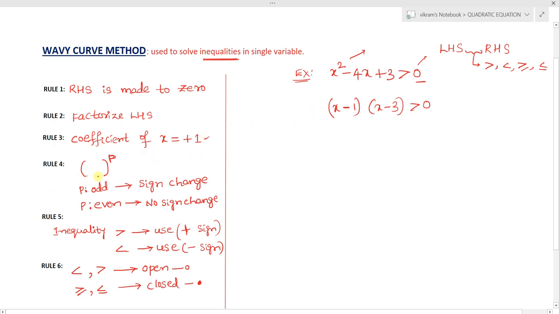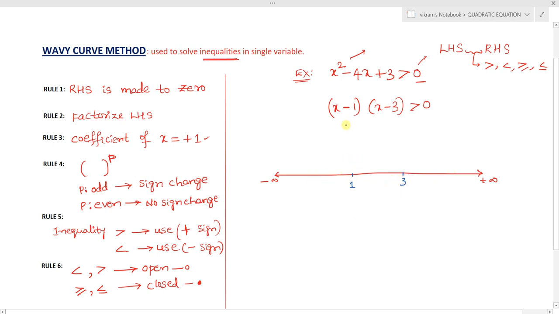Okay, now what is the fourth rule? To verify the fourth rule, we need to draw a real scale. The real scale is from minus infinity to plus infinity. Now we need to represent the roots over here. So what are the values of x? If it is equal to 0, the values of x are 1 and 3. So let's consider 1 over here and 3 over here. 1 and 3 we are representing on the real scale.